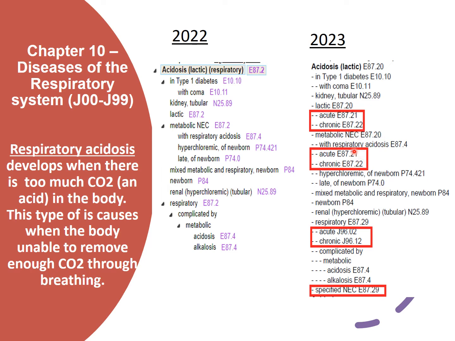Acute metabolic acidosis is E87.21. Chronic metabolic acidosis is E87.22. Coming to respiratory acidosis, the code is E87.29. Acute respiratory acidosis is J96.02. Chronic respiratory acidosis is J96.12. Other specified type should be reported with E87.29.